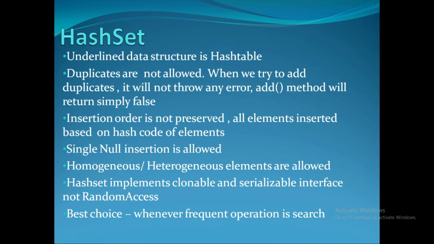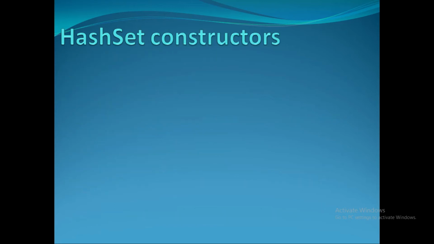So the next one is constructor. We have seen the different types of constructors in ArrayList, LinkedList and Vector. In ArrayList we have seen three types of constructors, right? One takes an existing collection as input.